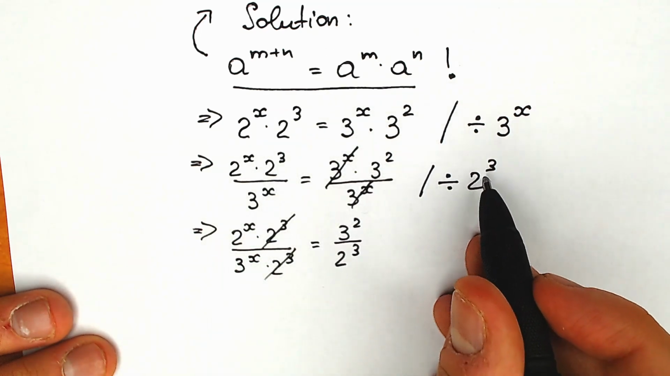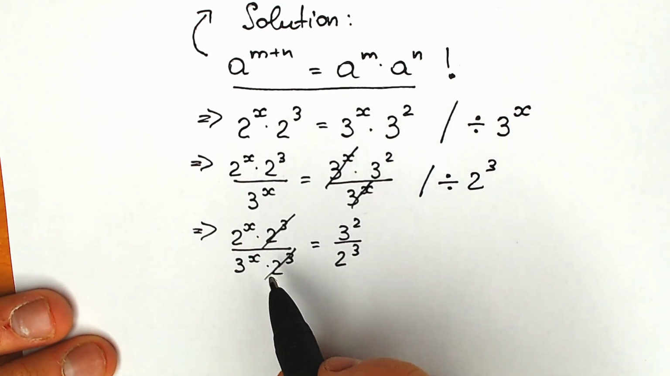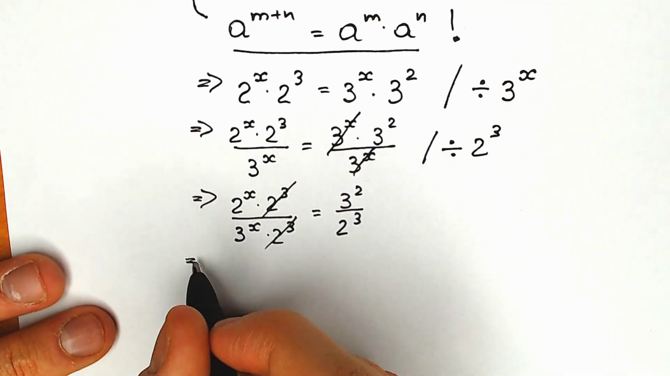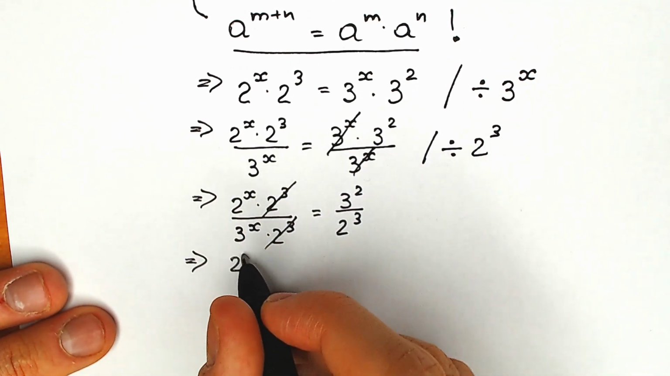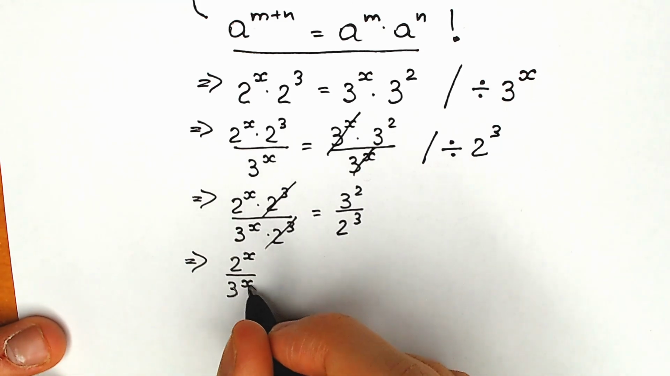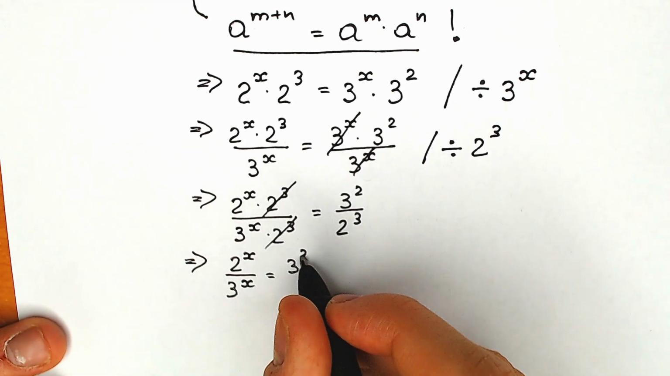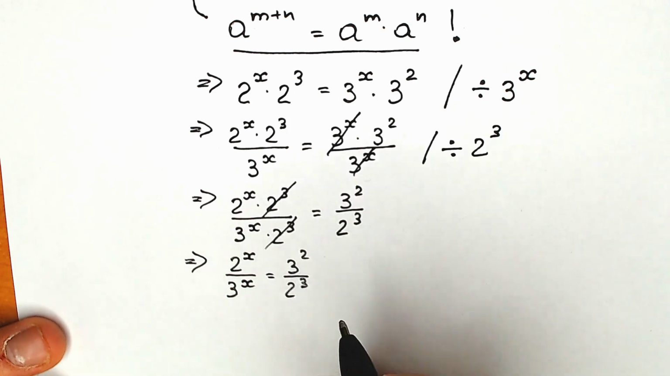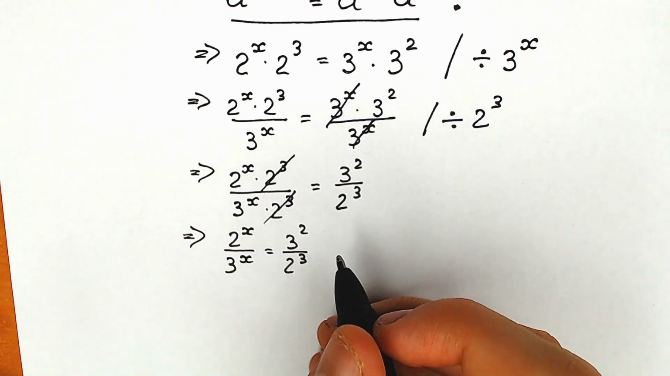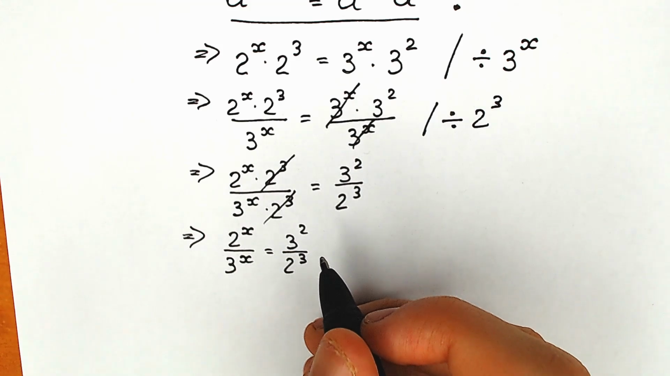And right now we're gonna divide it by 2 to the power 3. We're gonna cancel it from the left side, and we have our constant on the right side. So our final expression, we have 2 to the power x divided by 3 to the power x equal to 3 squared over 2 to the power 3. So I really hope you get this point, you understand how we can manage to solve this question like that.